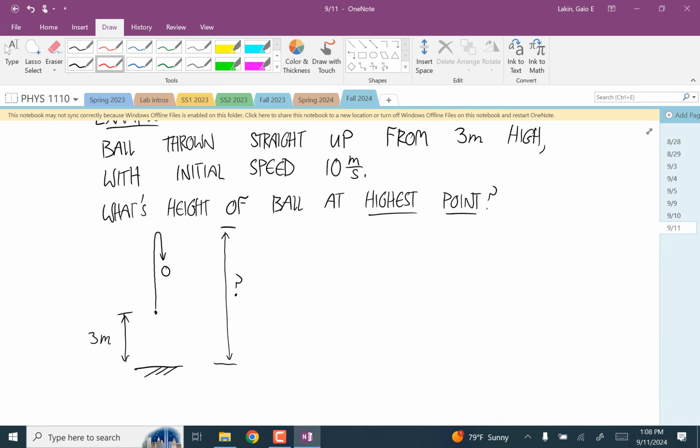Like I said, the way I always tend to do it is I'll put my 0 position at the lowest relevant point in the problem, which is the ground. And I'll put my positive direction up, which means my negative direction is down. And now we have to choose the 2 instants for the stopwatch.